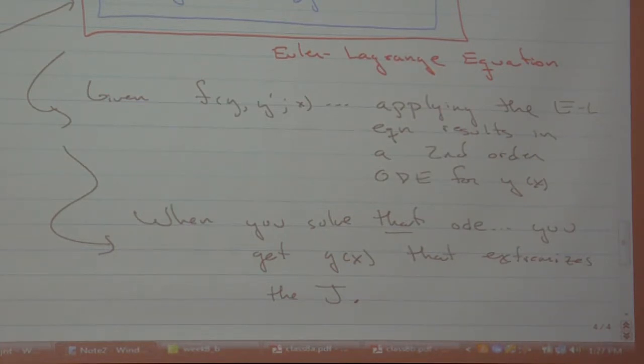So the Euler-Lagrange equation is a prescription for finding the function which makes J extreme. Got this? So I said up at the top of the class, we want to find a rule or a way to pick the function which makes J have a minimum or maximum value. The rule is the Euler-Lagrange equation.